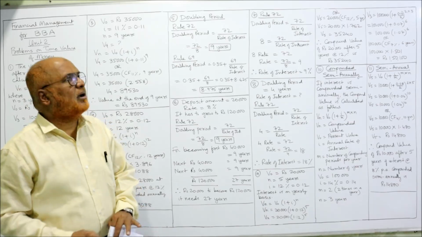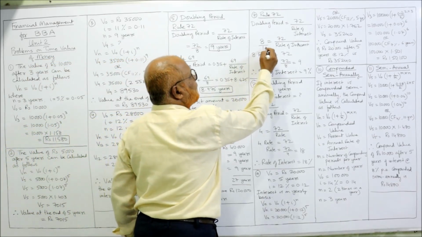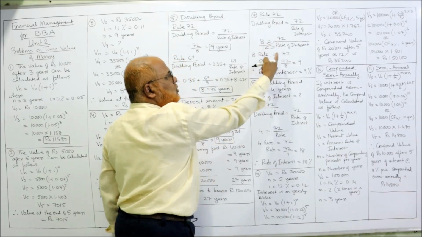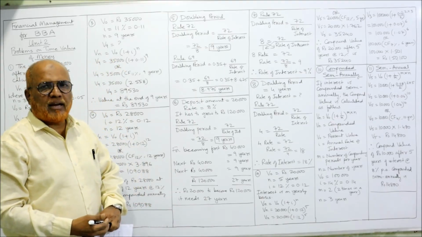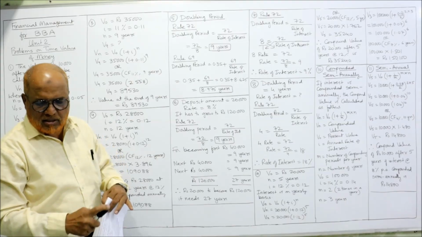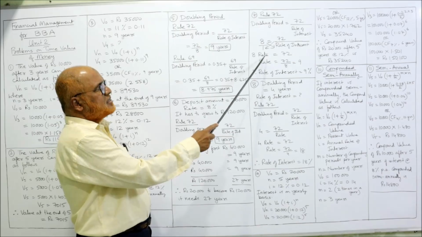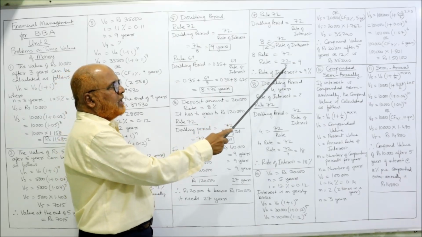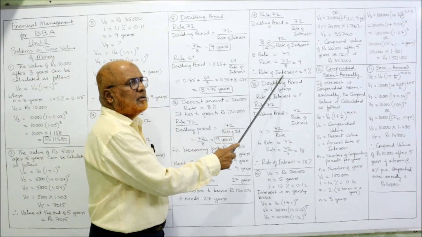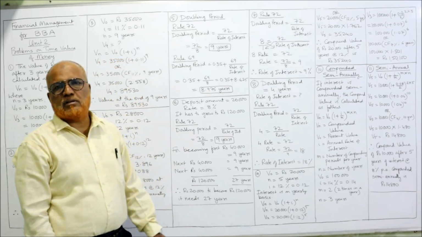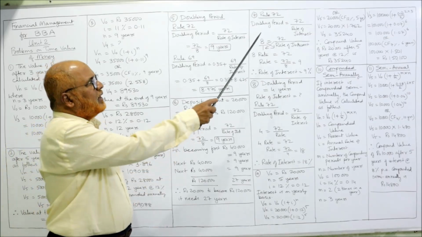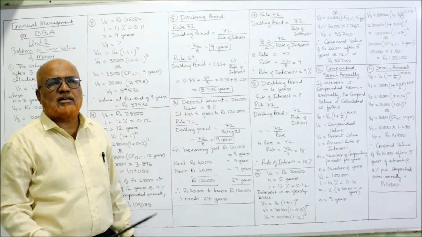Now if I make a cross multiplication like this, what will happen? 8 into rate is equal to 72 into 1, 72. So 8 into rate of interest is equal to 72. So rate is equal to 72 by 8, that is equal to 9. So what is this 9? Rate of interest. The rate of interest is 9%. Simply we have interpolated the formula. No new formula is there. Doubling period is given and rate of interest we have calculated.